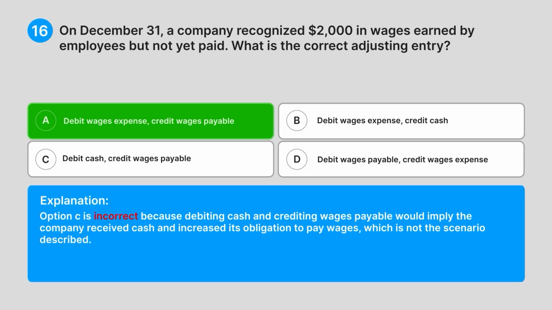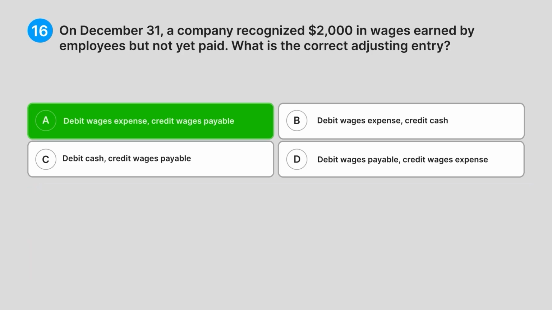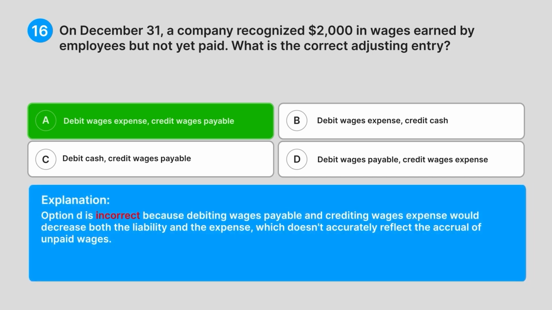Option C is incorrect because debiting cash and crediting wages payable would imply the company received cash and increased its obligation to pay wages, which is not the scenario described. Option D is incorrect because debiting wages payable and crediting wages expense would decrease both the liability and the expense, which doesn't accurately reflect the accrual of unpaid wages.